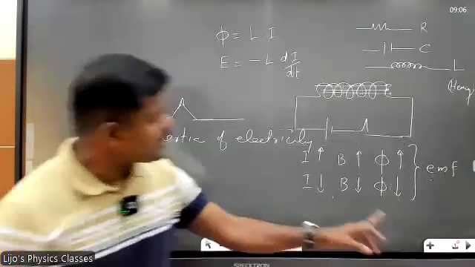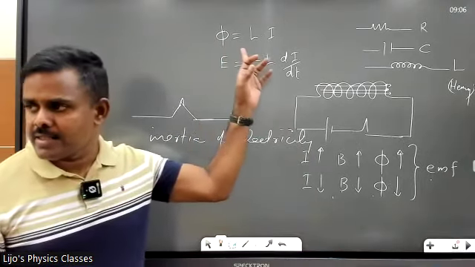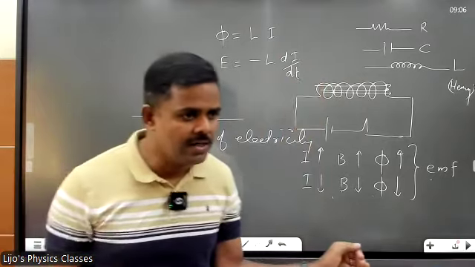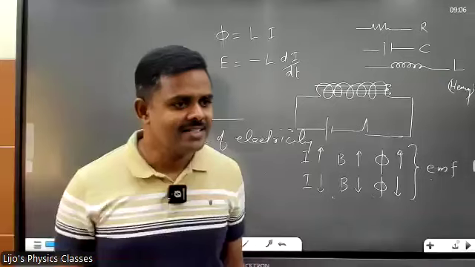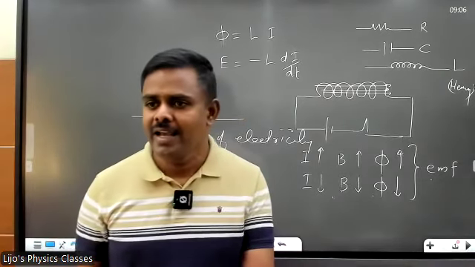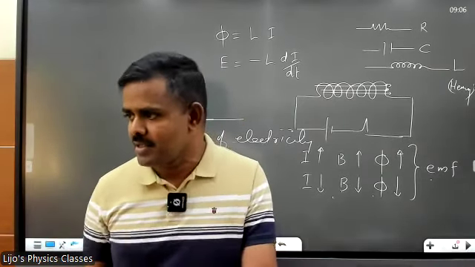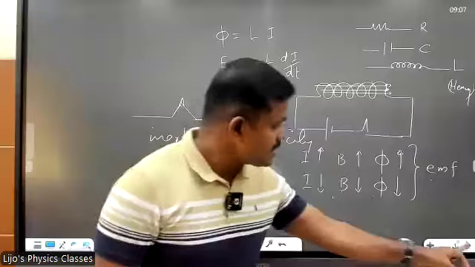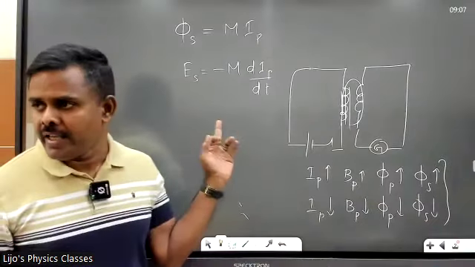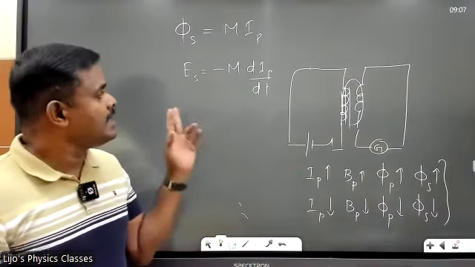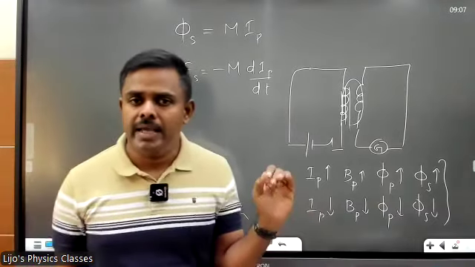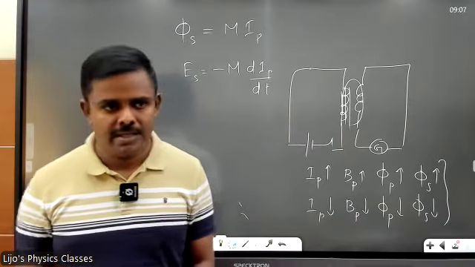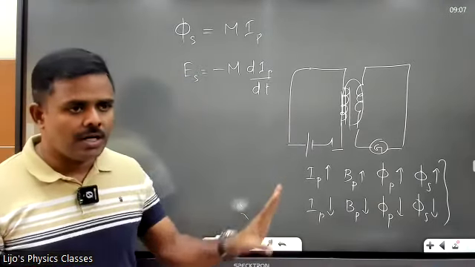These equations are similar. Here, flux is L into I, and L is called self-inductance. EMF is minus L into dI by dt. Here it is mutual inductance: phi S is equal to M IP and ES is equal to minus M into dIP by dt. Got it? All right, so this is all about the introduction.